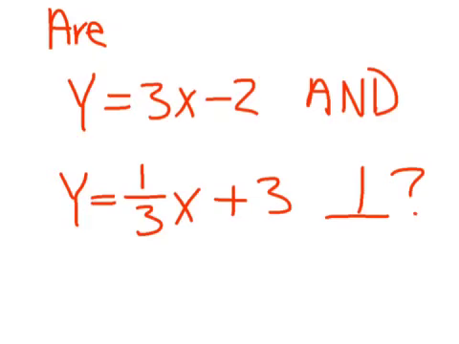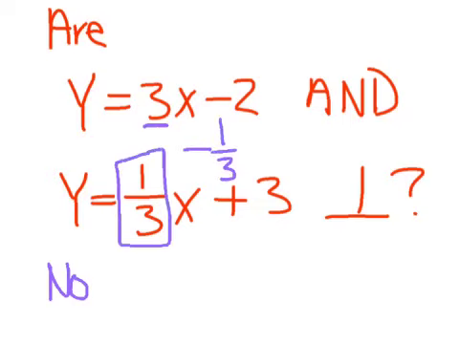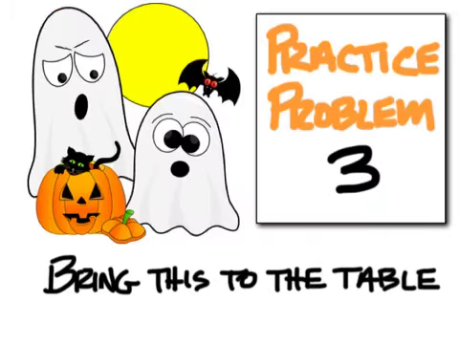Alright, are y equals 3x minus 2, and y equals 1/3x plus 3, perpendicular? Okay, good. Why are these not perpendicular? They're both positive. Negative reciprocals: you change the sign. So if we have 3 for our slope here, the negative reciprocal of 3 is going to be negative 1/3. So this one is positive, so they are not perpendicular to each other.